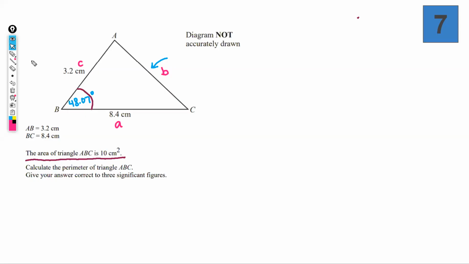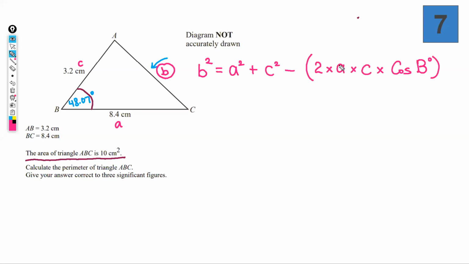Now remember, you're trying to find side b. So you have to say b squared, and the other two sides are a and c. So you put a squared plus c squared minus open brackets 2 by a by c cosine. If you have small b here, the last letter is the capital version. So how many people had the correct version of the formula?